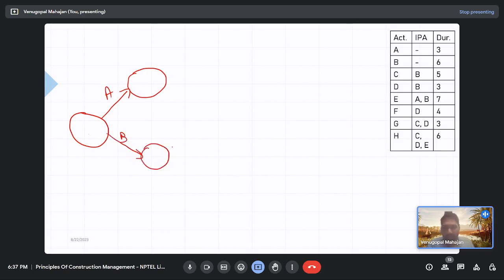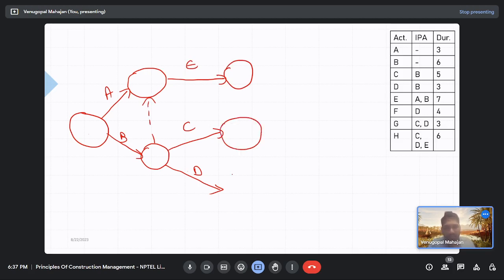From activity B again we have got C and D. And from activity A we have got what? This we have got activity E and a dummy activity here. And from D we have got what? F. Let's say there is our finish event.